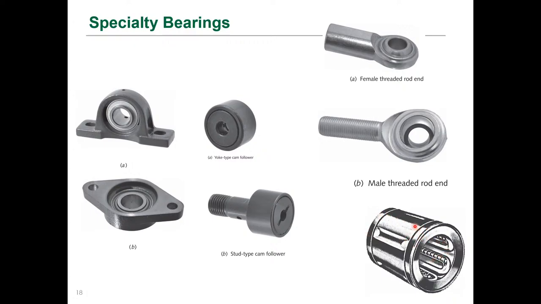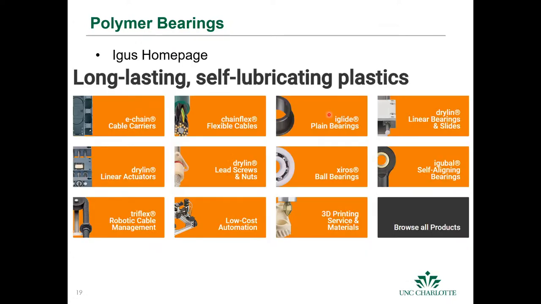And there's many, many different types; this is certainly not exhaustive. There's plenty of specialty bearings that you can find for an application. More recently, polymer bearings have come a long way in their design. And this is the homepage of IGUS bearings, and they have these long-lasting self-lubricating plastics. They have this specially designed Drylin, and they have the IGUBall, the Zeros, and iGlide. These are sort of like plane bearings. We also call them bushings when they go all the way around a shaft.